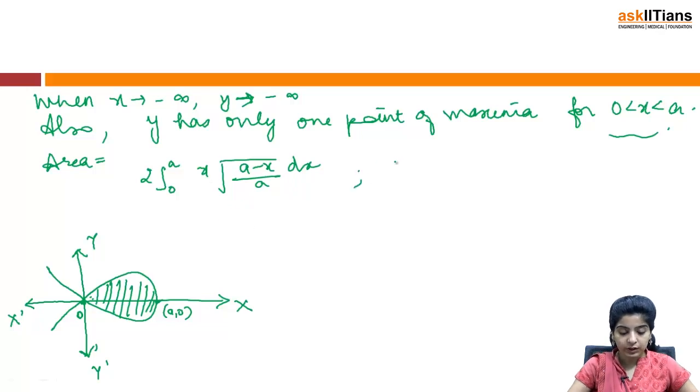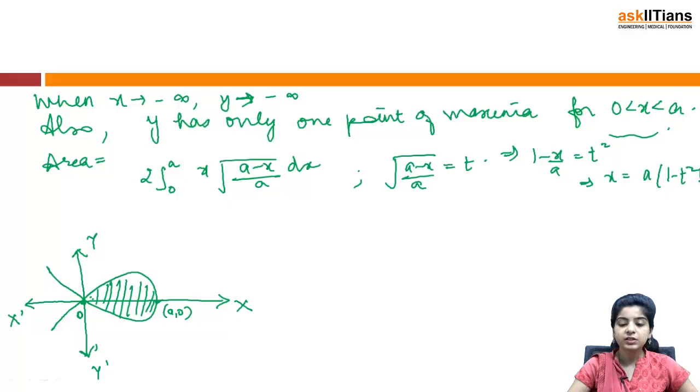What you will do for finding this is, let us put this term which is under the root sign to be equal to t, and that would imply 1 minus x by a is t square, which implies x would be equal to a into 1 minus t square, right? This is x.